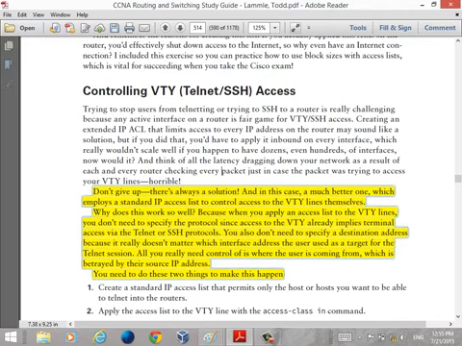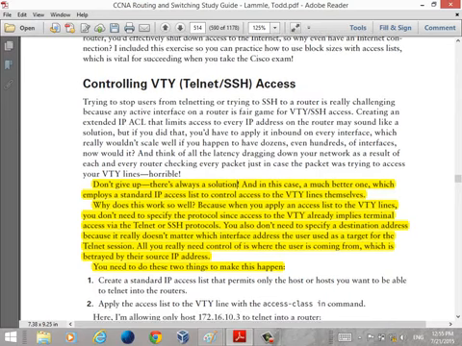Now, don't give up. There always is a solution, and in this case a much better one, which employs a standard IP access list to control the access to the lines themselves. Fine. Next thing, why does this work so well? Because when you apply an ACL to the VTY, you don't need to specify the protocol, since access to the VTY already implies terminal access. The router already knows that VTY lines are used to provide access for which protocols? Telnet and SSH.